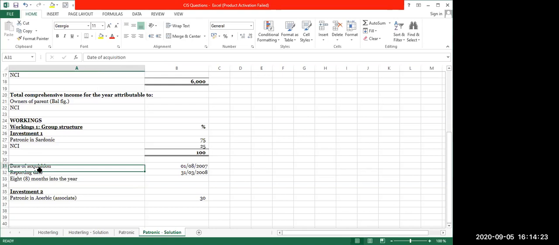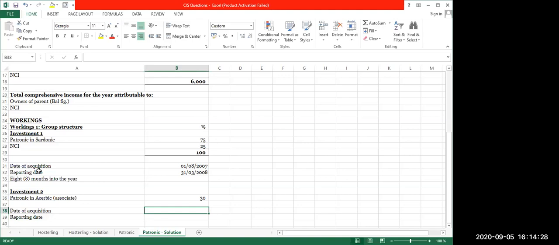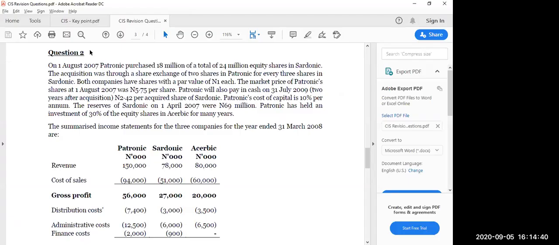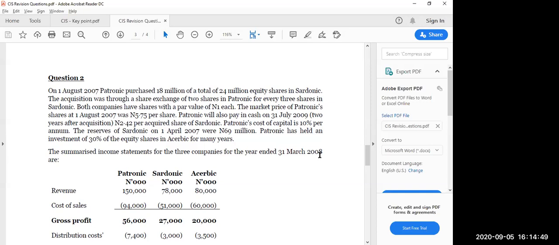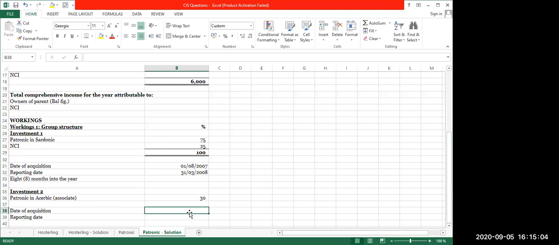Again, we'll look at date of acquisition and reporting date, so we don't have our fingers burnt. So for this associate, when was the date of acquisition? I will peep into the question again to get that. Patronic has held this one for a long time, before the current year. So no issues around acquisition during the year. We are safe.